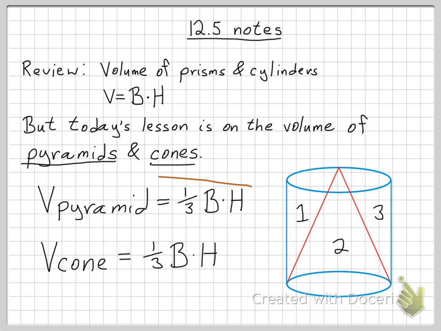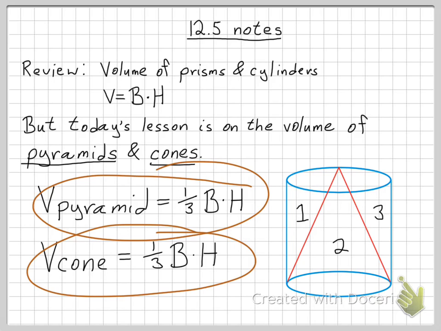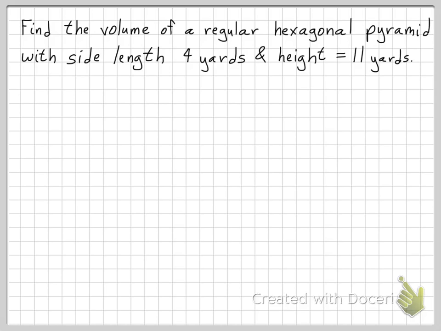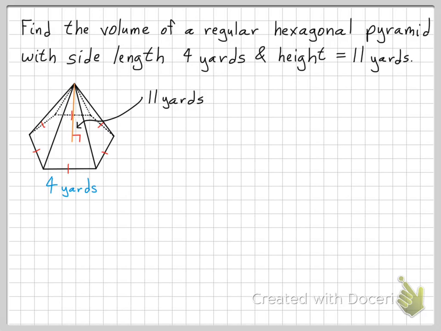So again, these are the formulas that you'll be responsible for. And what kinds of problems could you possibly get based on these formulas? Well, here's a problem that has to do with pyramids, okay? Find the volume of a regular hexagonal pyramid with side length 4 yards and height equals 11 yards, okay?